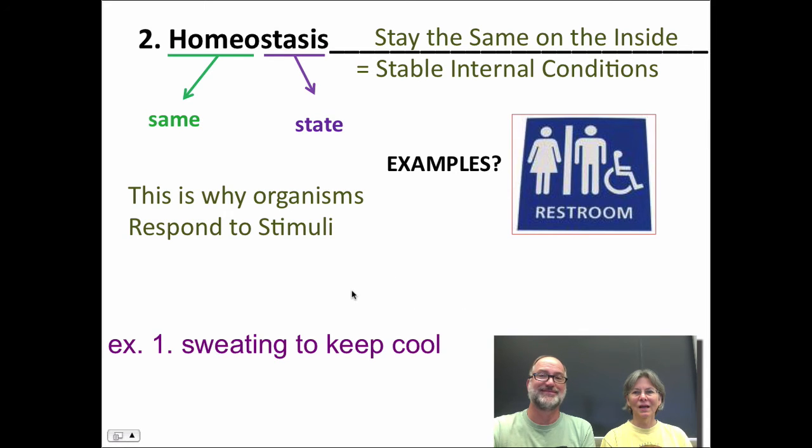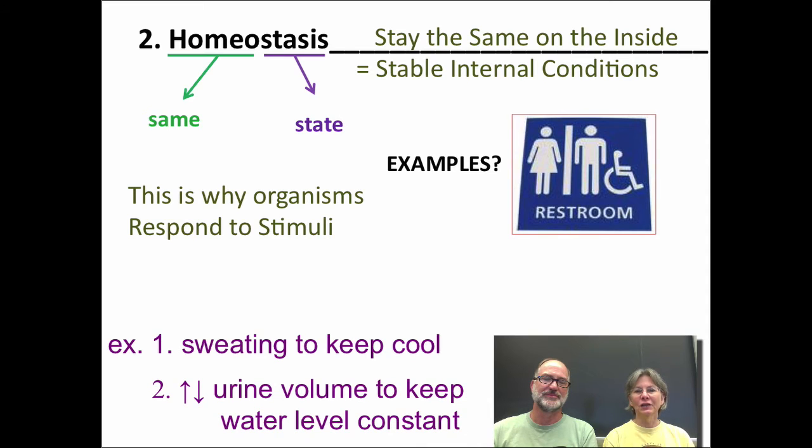Okay. Explain this one, Ms. Metter. A second example of homeostasis. Homeostasis doesn't just mean keeping temperature the same, but another important component is to keep your water level the same. So you may increase or decrease the volume of your urine in order to keep a constant water level.